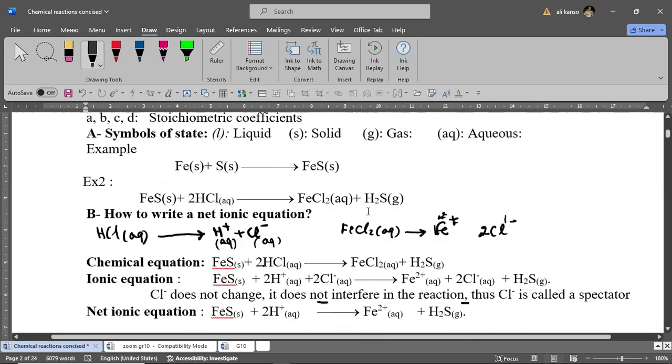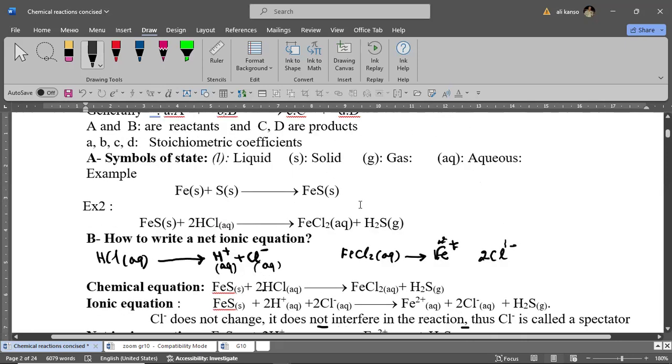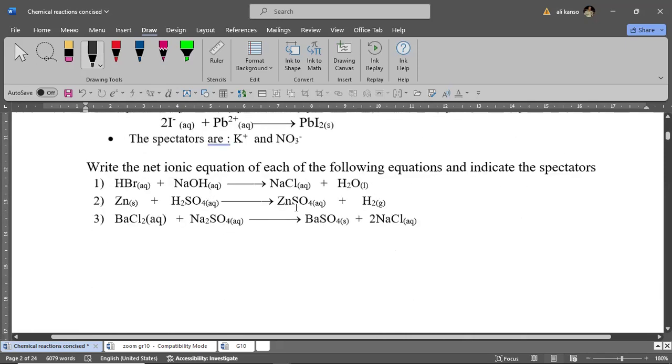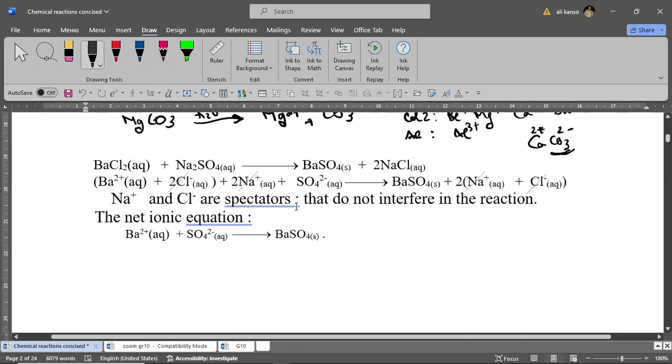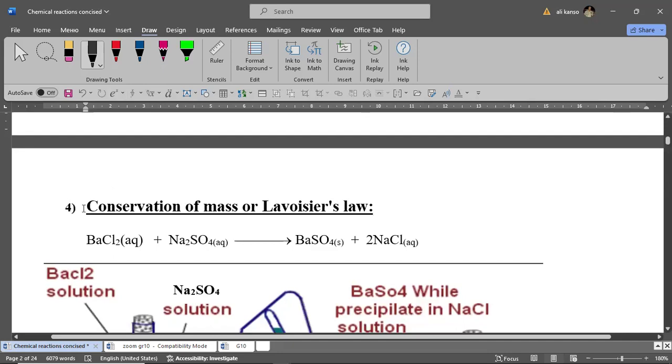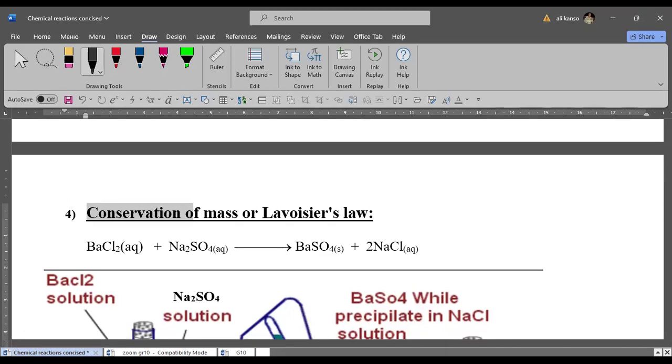Later on, we have to learn how to write an ionic equation. Not now. Okay, next topic. This subject we have to start now. Later on, we can start writing the equation.